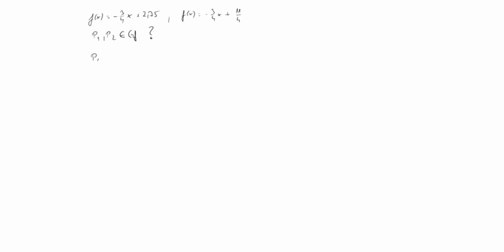So P1 has the coordinates 1, 2. So if we plug in 1 into the function, so f of 1, this will equal minus 3 over 4 plus 11 over 4, which equals minus 3 plus 11 over 4, which is 8 over 4, which is 2. So P1 of coordinates 1, 2 is part of the graph, so this is correct.